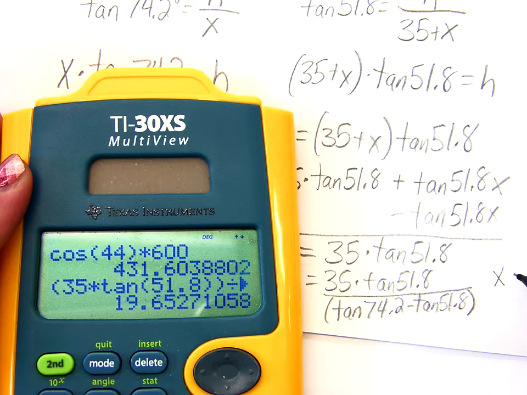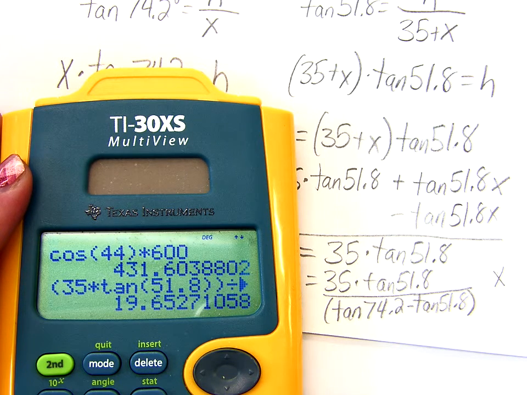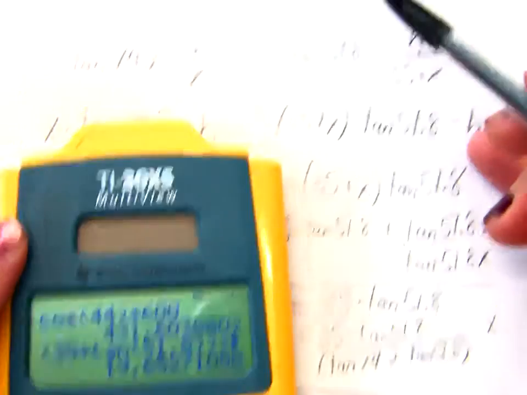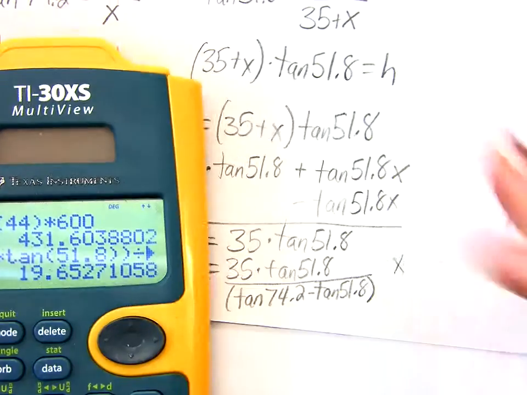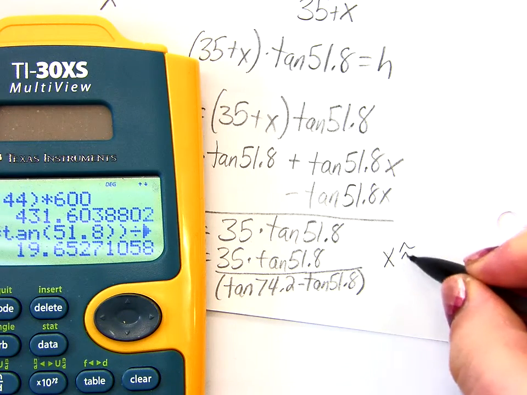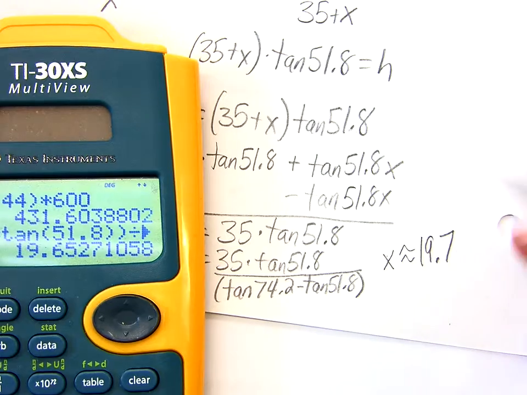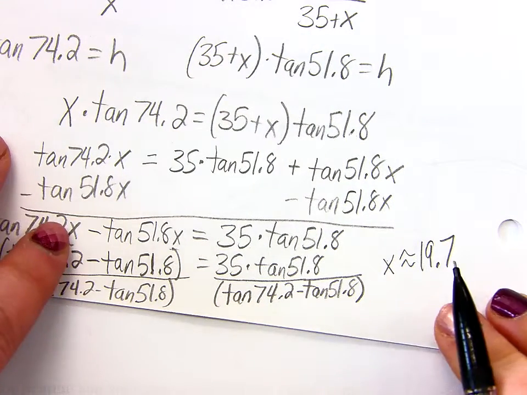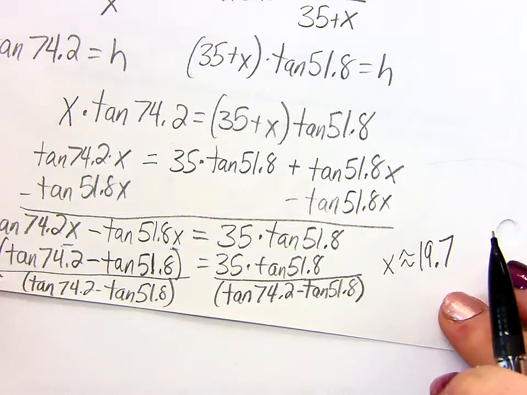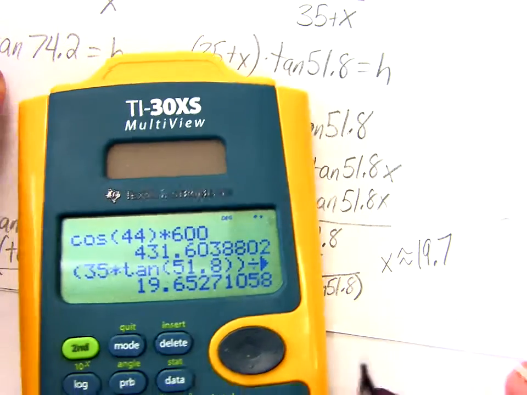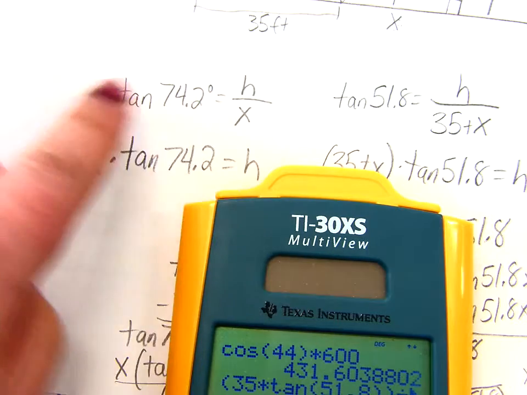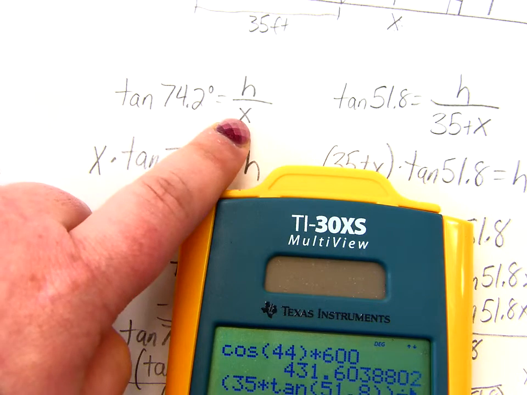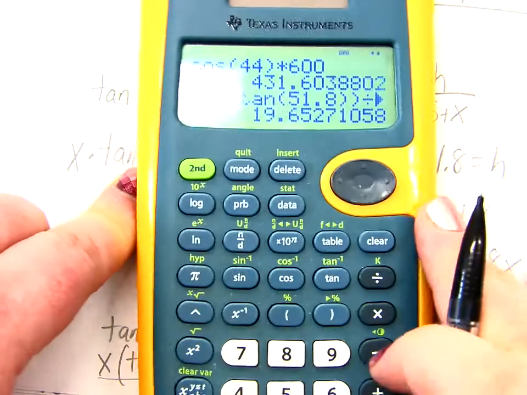Question, are we still doing the building problem? Yes, which we're actually not done yet because x wasn't the height of the building. But we're right there. So now that you know the x, would you guys say 19.7? Yeah. Well, you can leave it in there if you want. Now that I have what x is, how would I get h? Wouldn't I just do tangent of 74.2 times whatever x is? So you can leave x right on your screen.